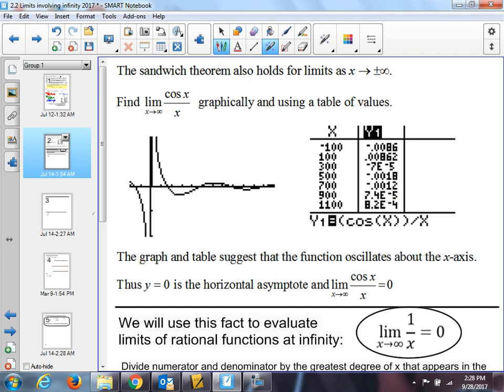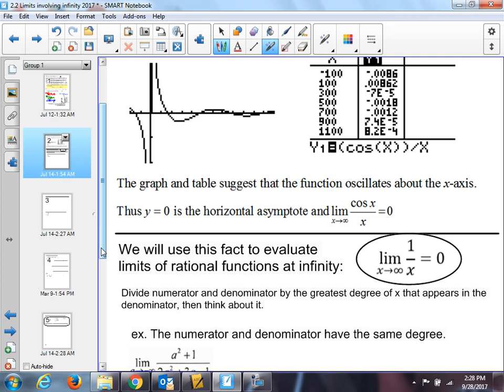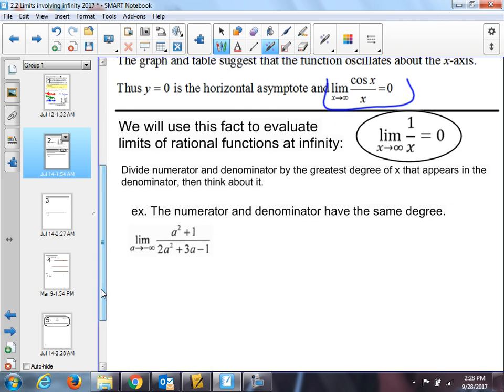Okay. So what we said yesterday for the sine of x over x, as you go off into infinity, is that it approaches 0. Same with this, right? The cosine, no different, it's the same argument. Now, the graph suggests that the function oscillates up and down. The x-axis is y equals 0, the horizontal asymptote, and the value of the limit is 0. We will use this fact to evaluate limits of rational functions at infinity.